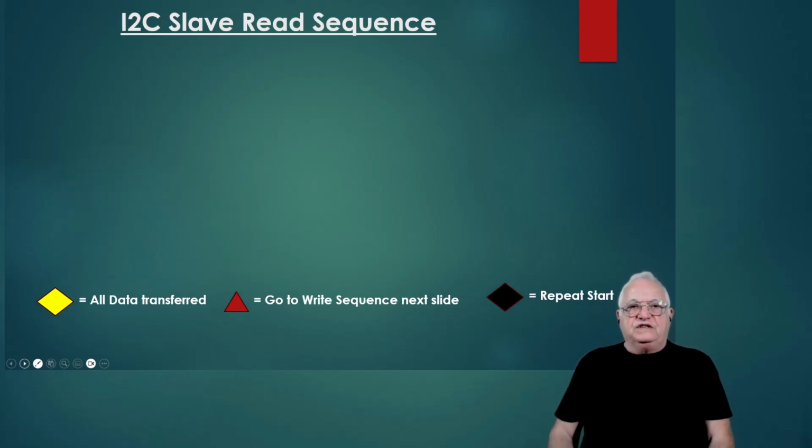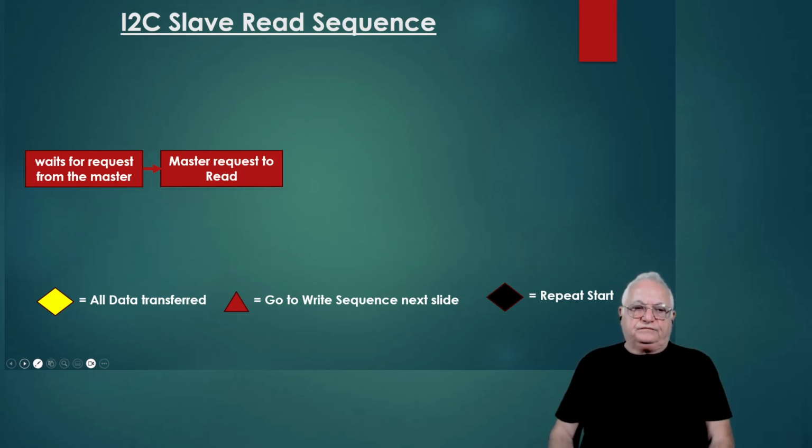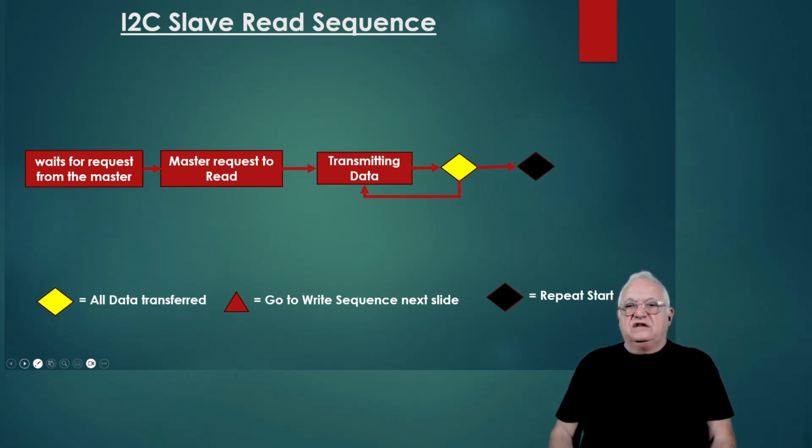Now let's look at the read sequence. Again, the slave is just sitting there waiting until it gets a master request to read. That means it has to transfer data to the master. Then it starts transmitting the data, and it's going to continue to transmit data until all the data has been transmitted. Next, it's going to wait to see whether it gets a repeat start. If it doesn't get a repeat start, then it just continues waiting for a request from the master. If it gets a repeat start, then it's going to transition to a write sequence.